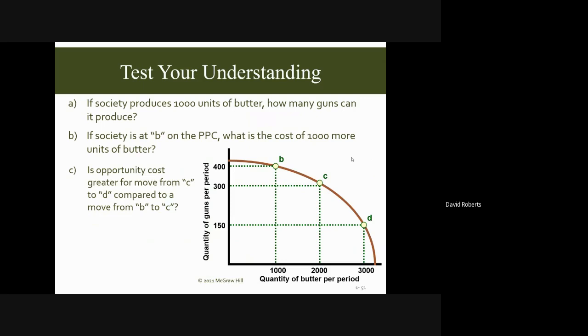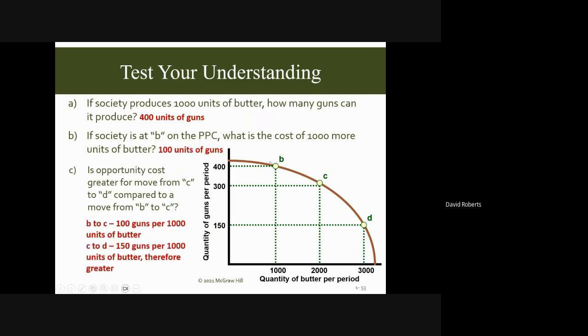Right? And if we go from B to C, you're going to gain 1,000 units of butter, from 1,000 to 2,000, but you're going to lose 100 guns. You go from 400 to 300. And then again, you go from C to D, from 2,000 to 3,000 butter, which is a gain of 1,000, but you have to give up 150 guns, from 300 to 150. And again, that's your diminishing returns.